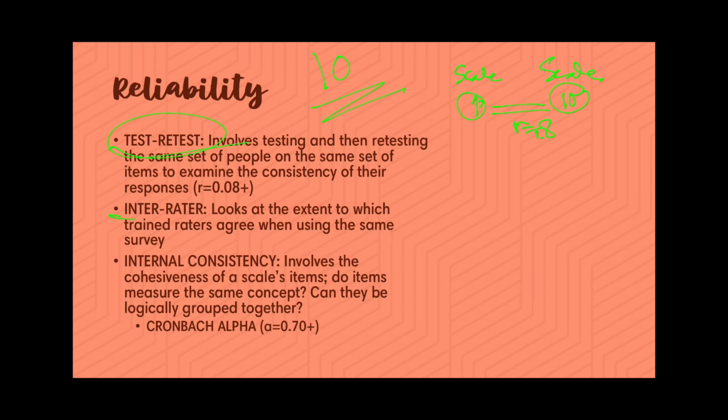So next we have inter-rater reliability. It looks at the extent to which trained raters agree when using the same survey. So this one is for surveys that are not self-administered. When you say self-administered, it is the respondents who are answering the survey form. An example of a survey that needs enumerators is, for example, a survey on the community.